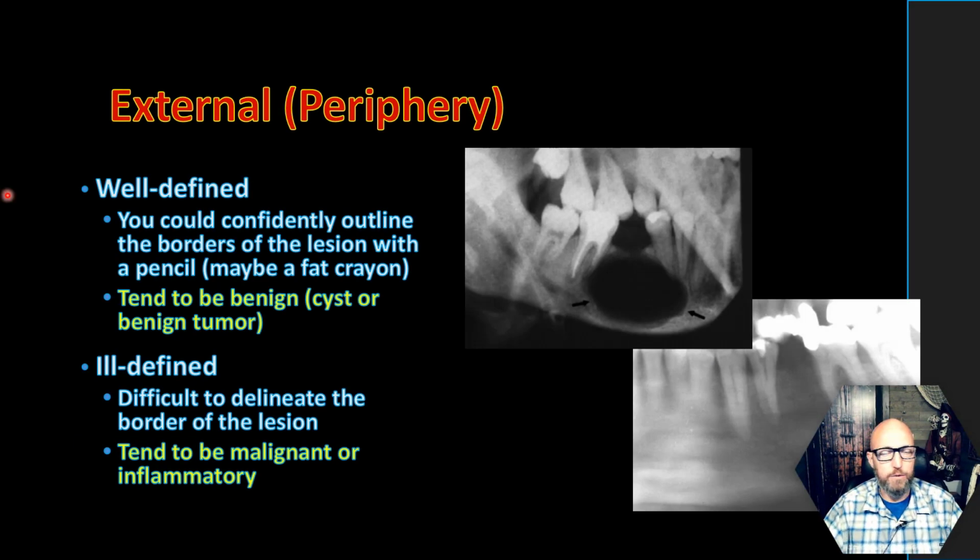All right, and this is a big one as well, the external. I said I usually start with this when I'm describing a lesion. I describe the periphery of it. Is it well-defined or ill-defined? And if you're not sure what that means, you can take a pencil or a pen, or in this case, maybe a fat crayon, because I'll give a little bit of leeway there between whether I'll call it well-defined or ill-defined. But if you can pretty well delineate where that border is, I would call it well-defined. If it's harder to delineate, here we have some radiolucent lesion, and I can't really see nice, sharply defined borders like I did up here.